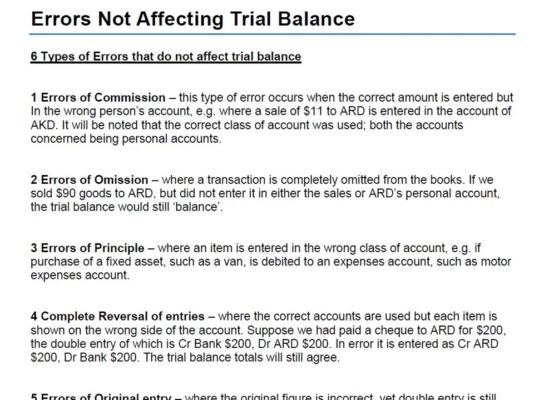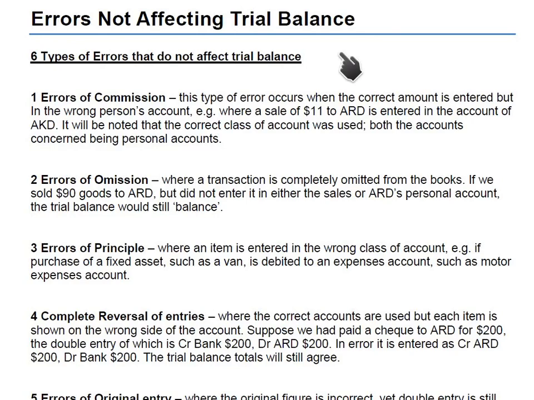So errors can be classified into two broad categories. One is errors that do not affect trial balance, and secondly, there are errors that do affect trial balance. Now, in this lecture, I am going to focus on errors that do not affect trial balance.